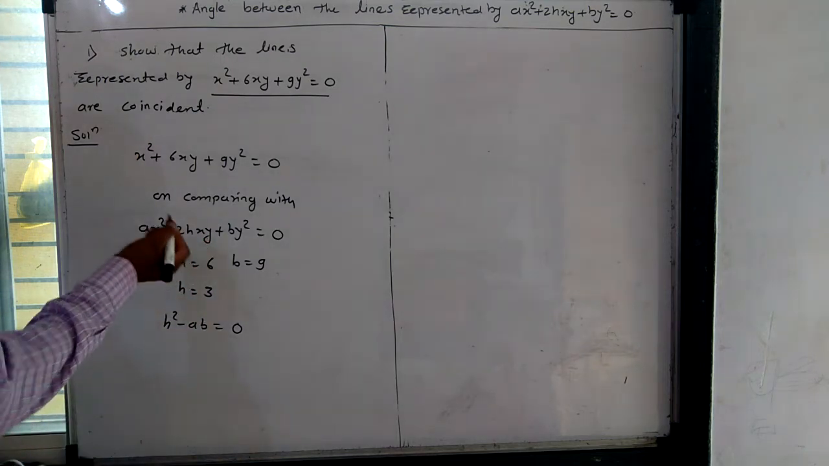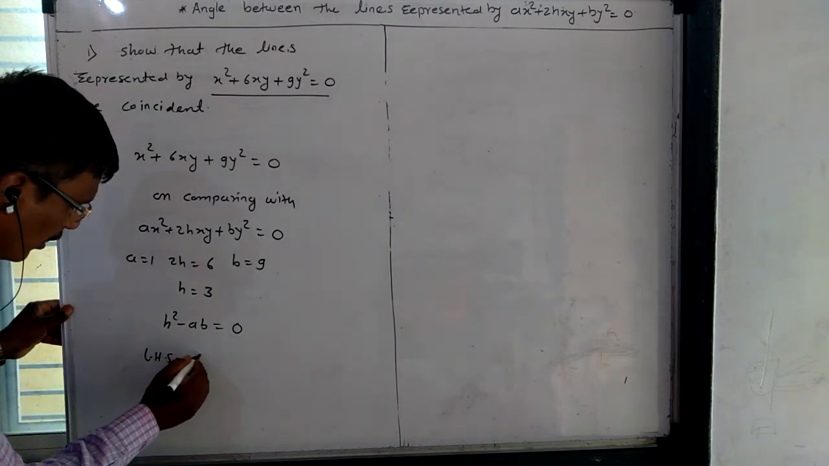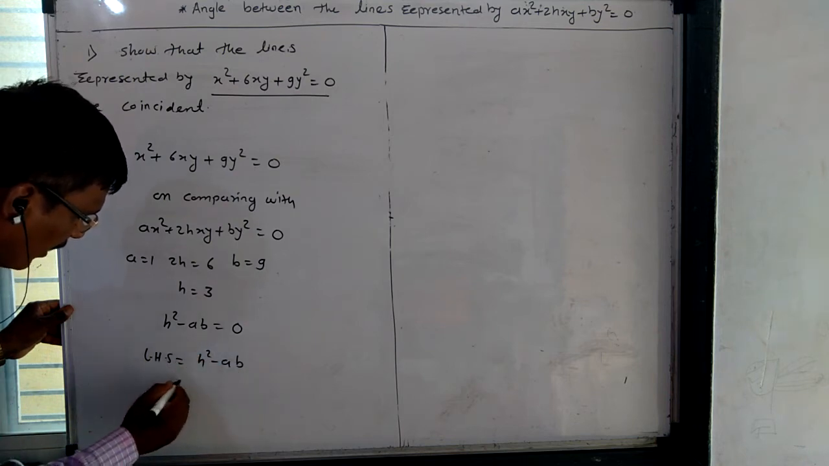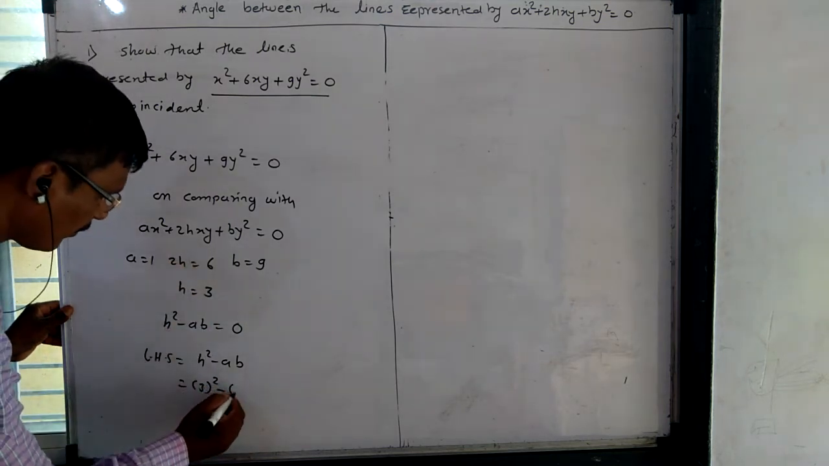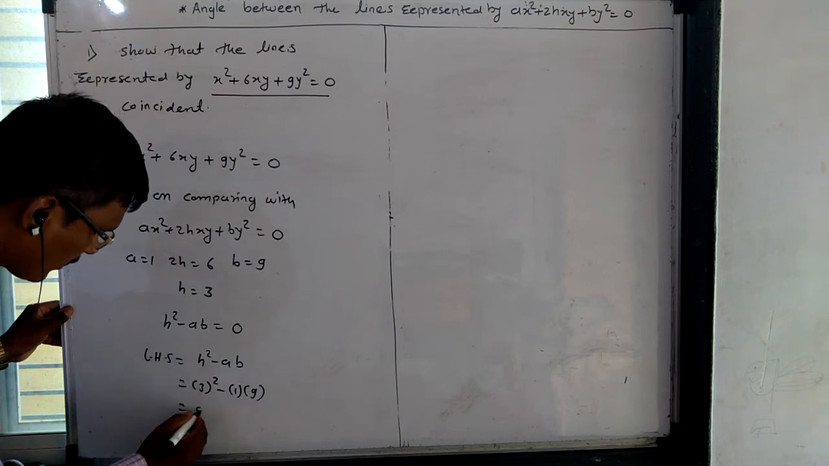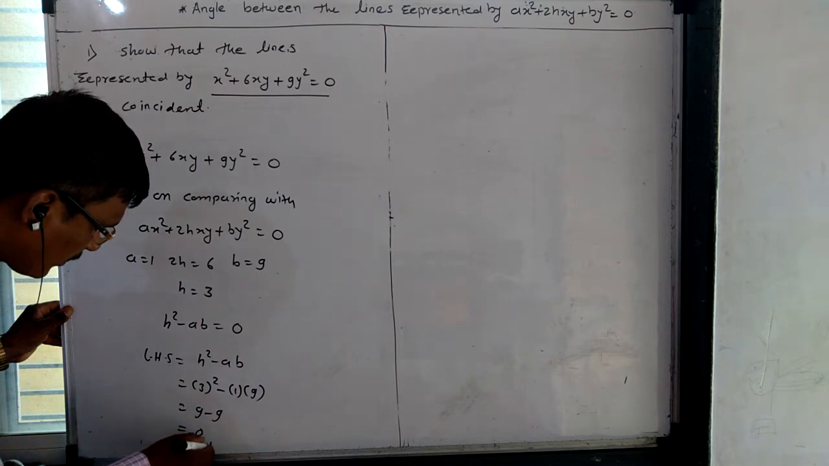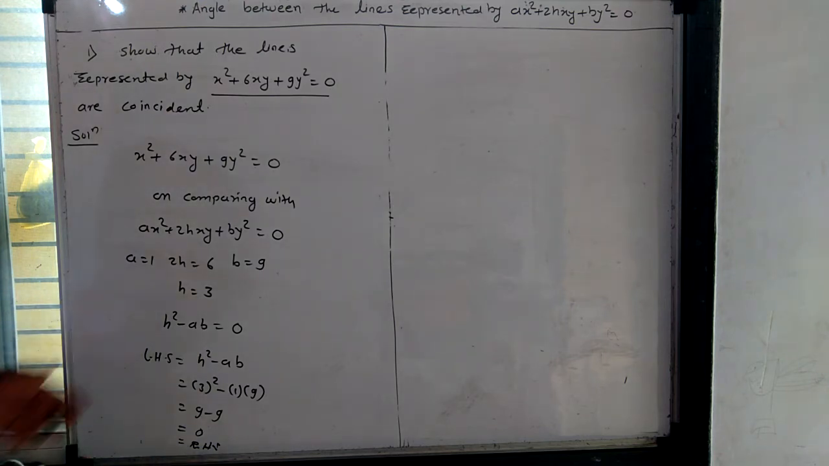So put the values. Therefore LHS is equal to h square minus ab, and therefore h ची किंमत आहे आपल्याकडे 3 स्क्वेअर मायनस a ची किंमत आहे 1 आणि b ची किंमत आहे 9. So this is equal to 3 square is 9 minus 9, and this is equal to 0. Therefore this is the RHS. Hence the angle between the two lines is 0. That is, the lines are coincident with each other.